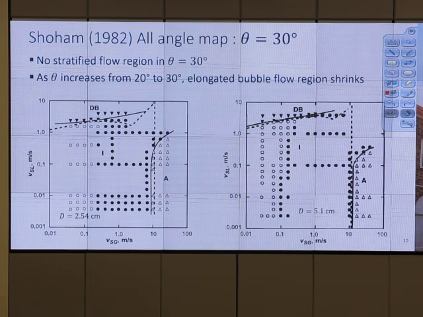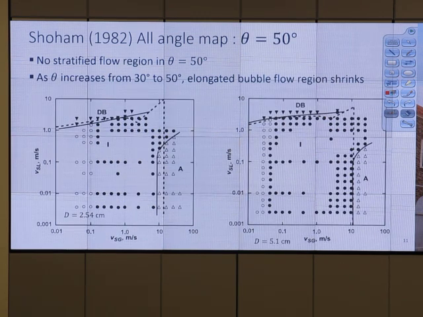The largest flow pattern in the map is intermittent flow. It is the dominant flow pattern for inclined flow, like in the book. So you have intermittent flow upward. At 50 degrees, take a look at 50 degrees. What do you see as the difference between the small and large pipe? You see this part?